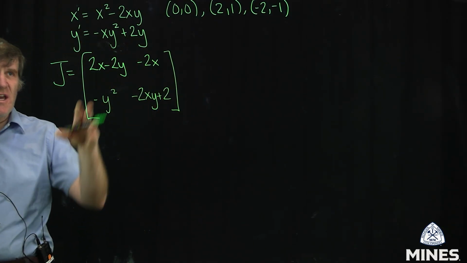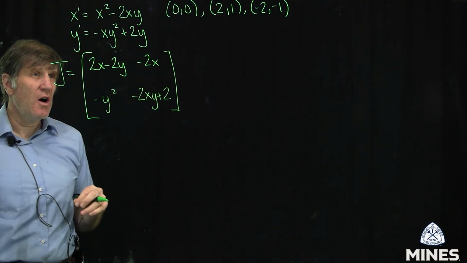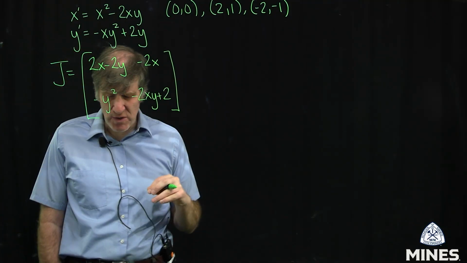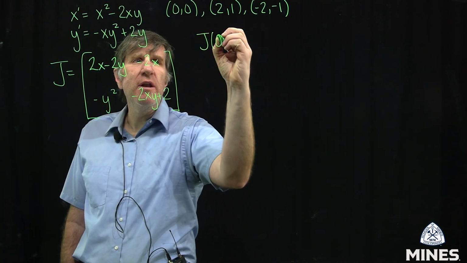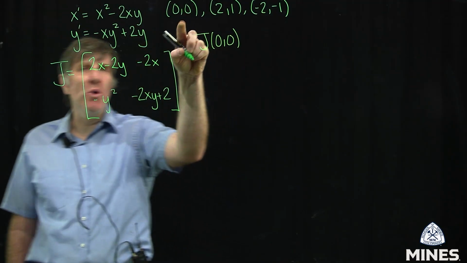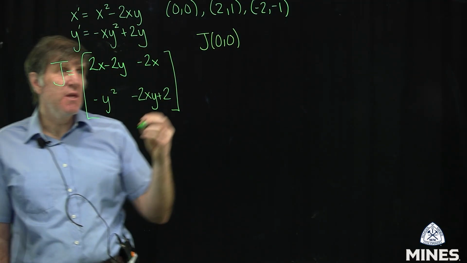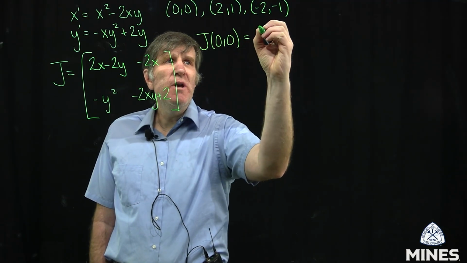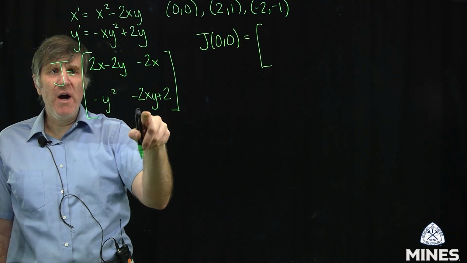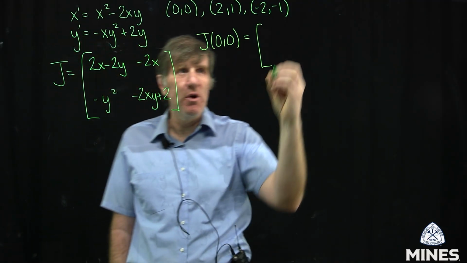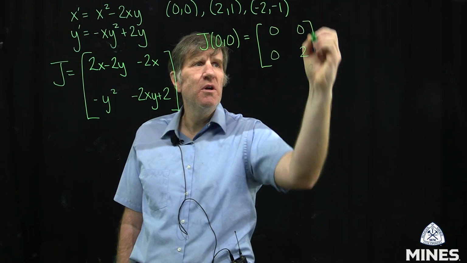It's the matrix that contains all 4 of the first order partial derivatives of the right-hand sides of our system of differential equations. With the Jacobian, we now want to evaluate the Jacobian at one of our equilibrium points. So let's start with 0, 0. We'll classify that first if we can. Jacobian at 0, 0. So I'm plugging in 0 for x and 0 for y here, and most of these things turn into zeros. So I end up with 0, 0, 0, 2.